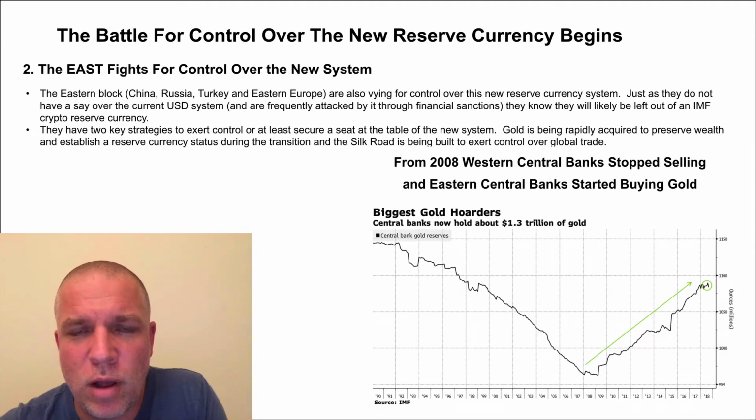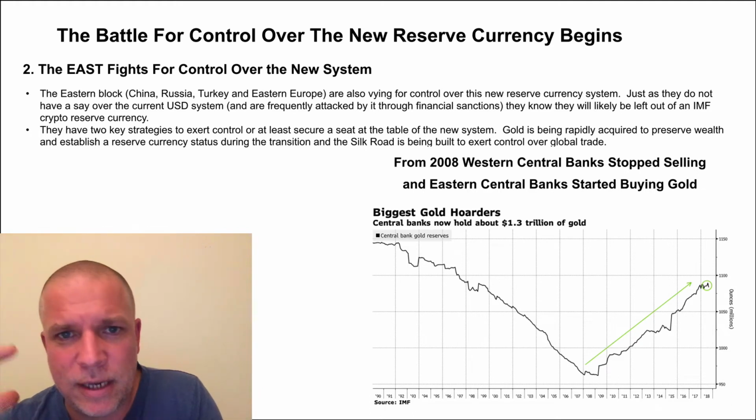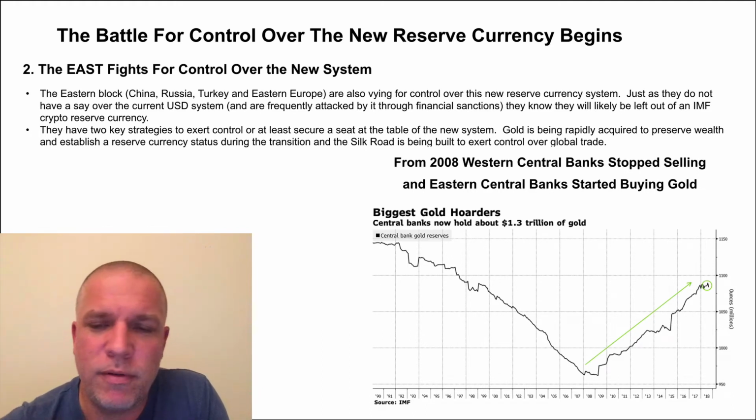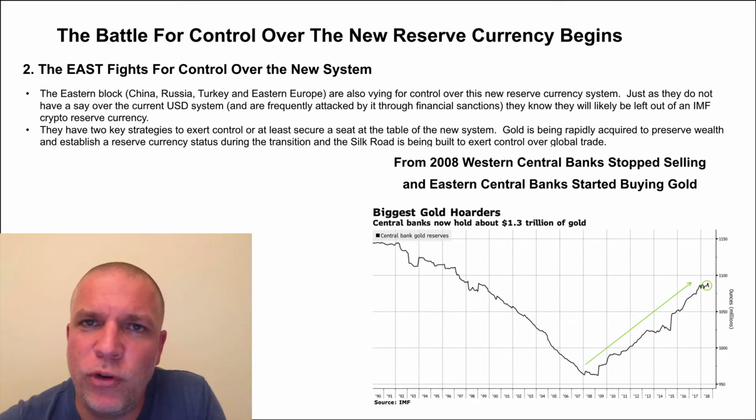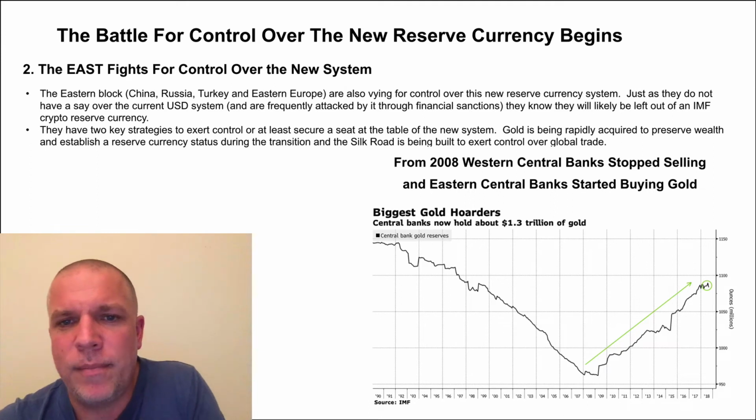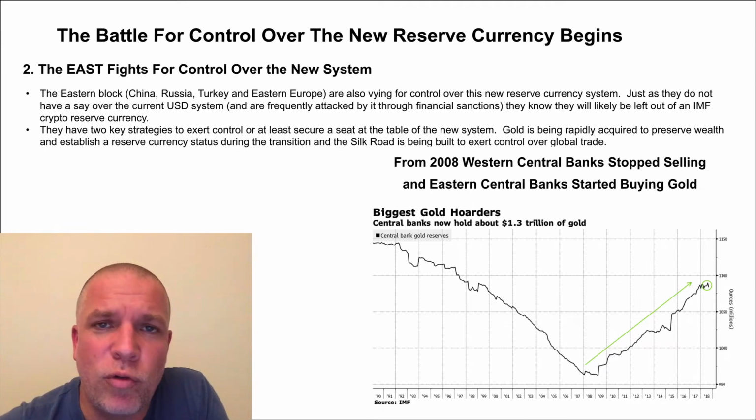That will be a lot of wealth that will move into gold as fiat collapses. That ratio chart I've shown a couple of times will be spiking up. And if you've got a big chunk of that gold, which the East is trying to secure, that will certainly give them some leverage. The other thing they're doing, of course, is the Silk Road.